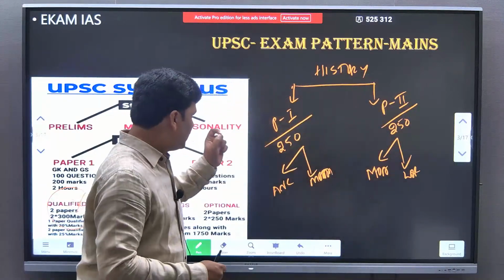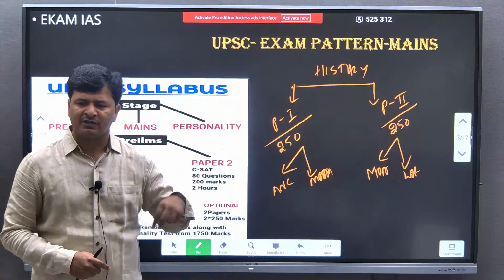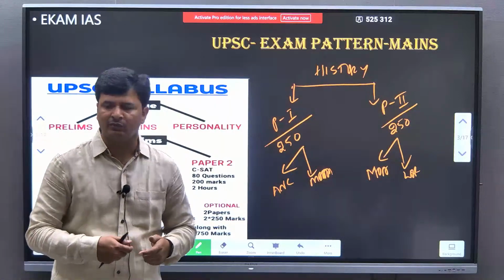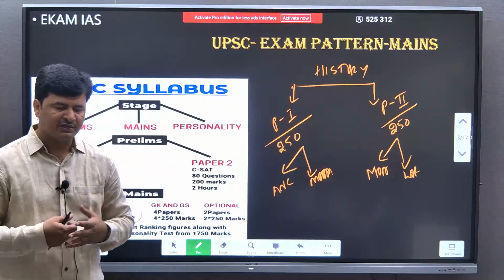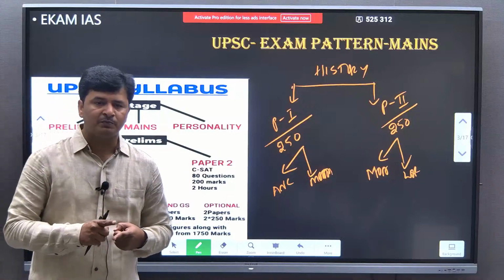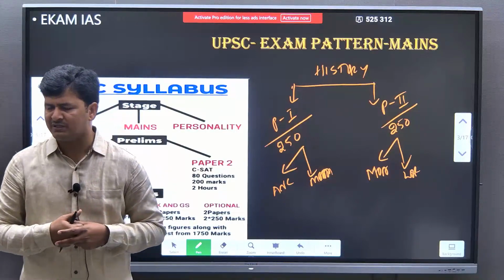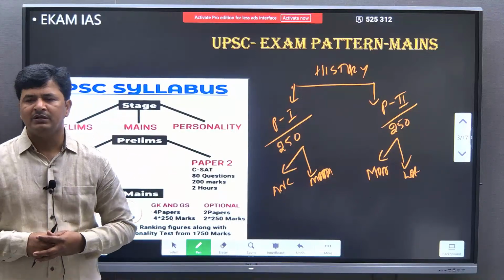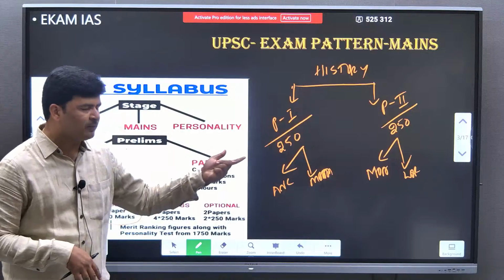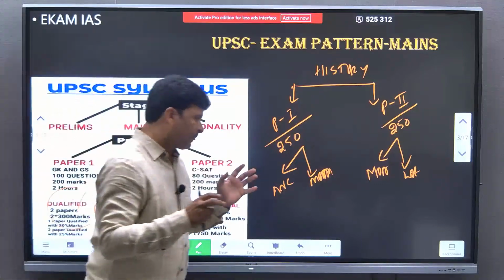I repeat, paper 1 consists of 250 marks and has 2 components. For our convenience, we call it ancient and medieval, including art and culture, which we generally read in general studies. In paper 2, modern Indian history includes post-independence, 1947 to 1964, followed by world history. That's it, 250 marks followed by 250 marks, totally 500 marks.